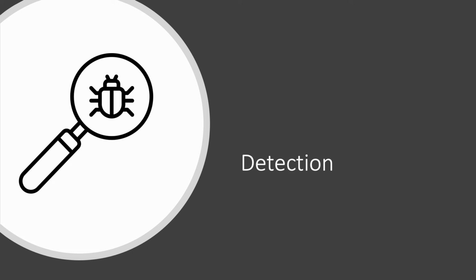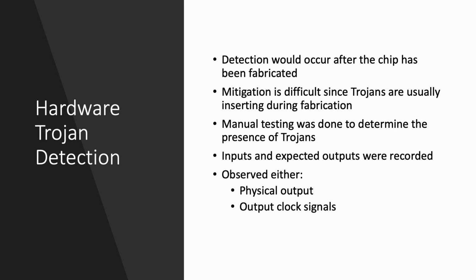In this course, there were different detection techniques that were used to detect hardware Trojans and timing channel attacks in the final lab. For hardware Trojans, detection would occur after the chip has been fabricated. Since the Trojans can be inserted during the fabrication process, it is difficult to test for any Trojans beforehand. Mitigation is also difficult since the Trojans would have changes made to the internal circuitry. One of the only good ways to mitigate the Trojan would be to bypass the piece of infected circuitry.